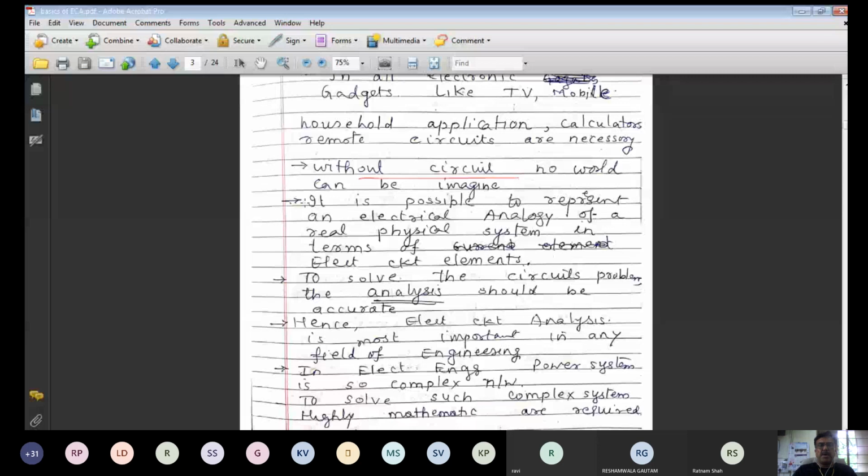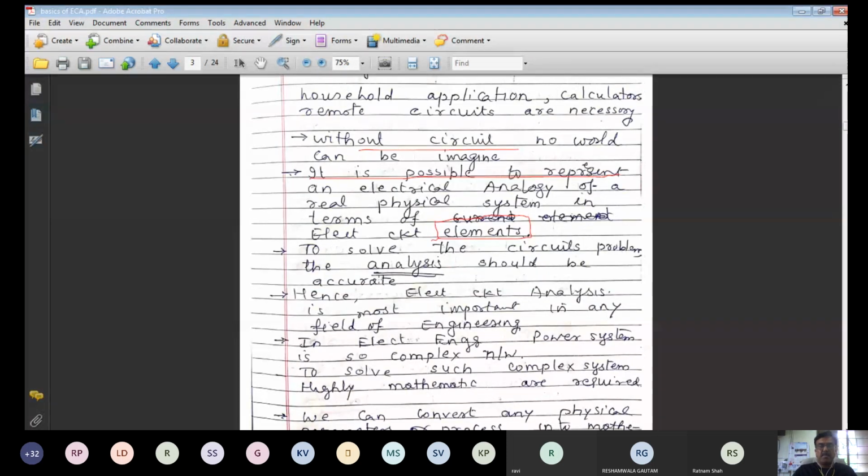Now it is impossible to represent an electrical analogy of a real physical system in terms of electrical circuit elements. Suppose you want to represent the mechanism of an aeroplane or any device which is operated with electrical supply, it is impossible to represent any physical system without an electrical circuit.